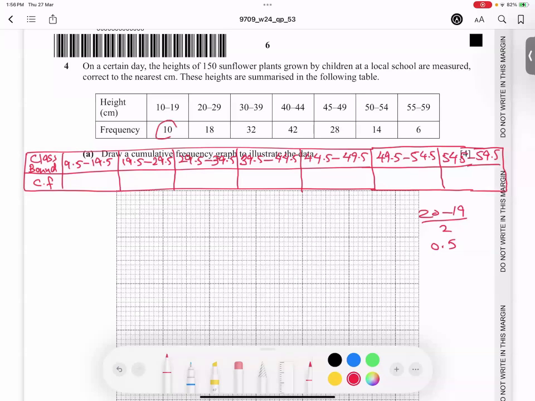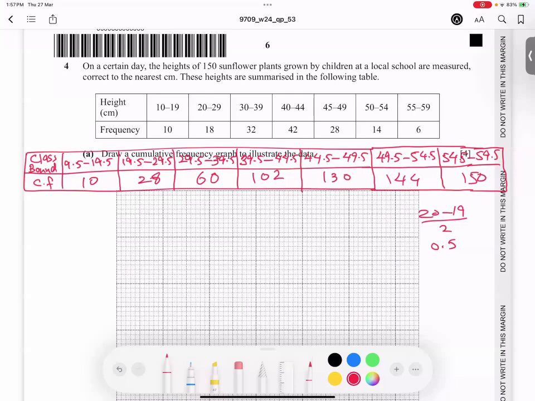So first frequency copy without any change. 10 plus 18, I get a 28. I think you're understanding. And just keep on adding. If I keep on adding, I will get my values, which I'm writing now: 10, 28, 60, then 102, then 130, then 144, and last 150.